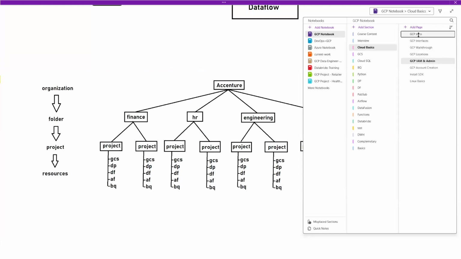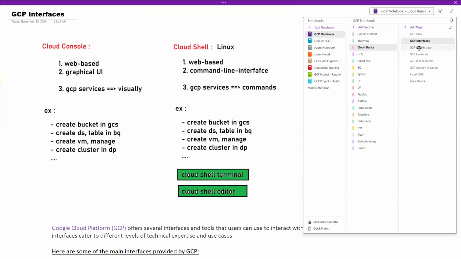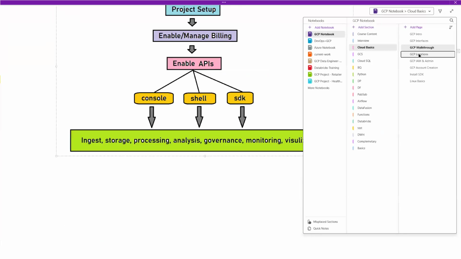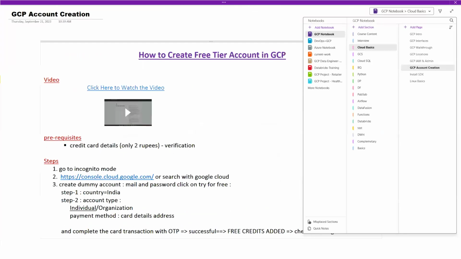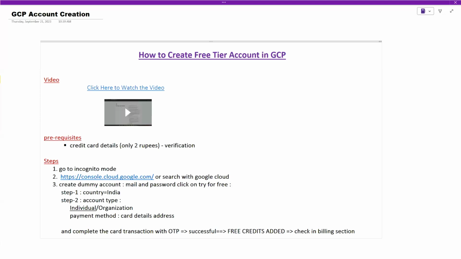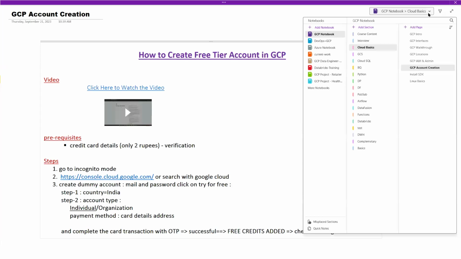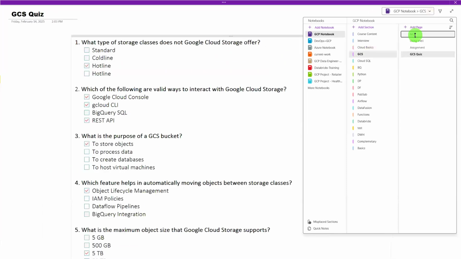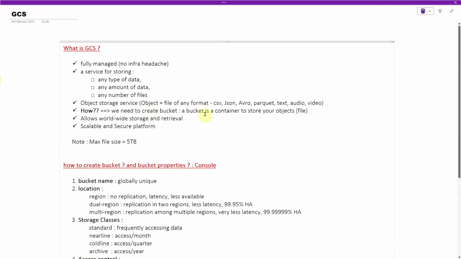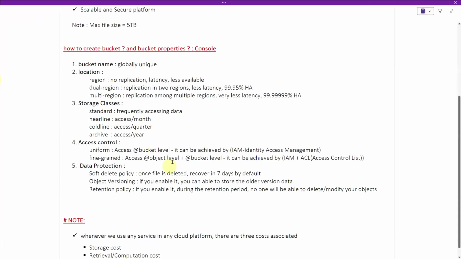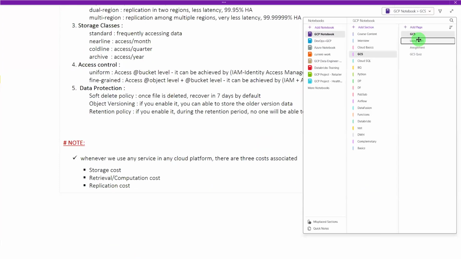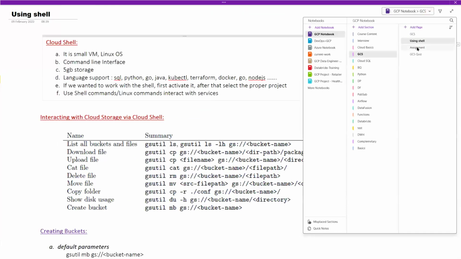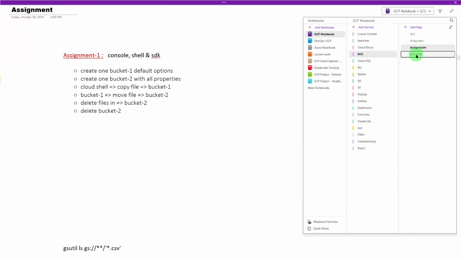So you have a GCP introduction, GCP interfaces, console walkthrough, locations. I am an admin. I think my mouse cursor is not showing up. So here it is: account admin, installing the SDK, Linux basics. And after that, we enter into the data engineering tools. What is GCS? How do we create buckets and what are the nodes? And using the shell, how do we interact with Google Cloud Storage? You have an assignment, you have a quiz also.